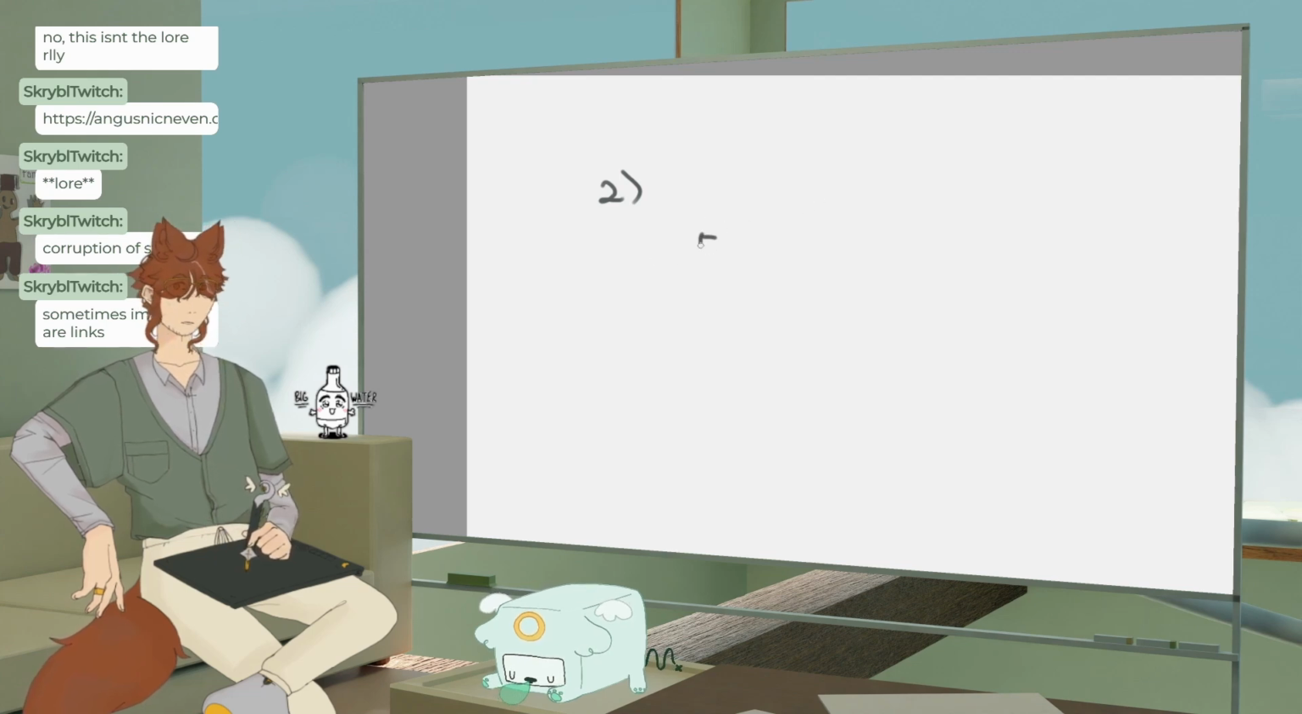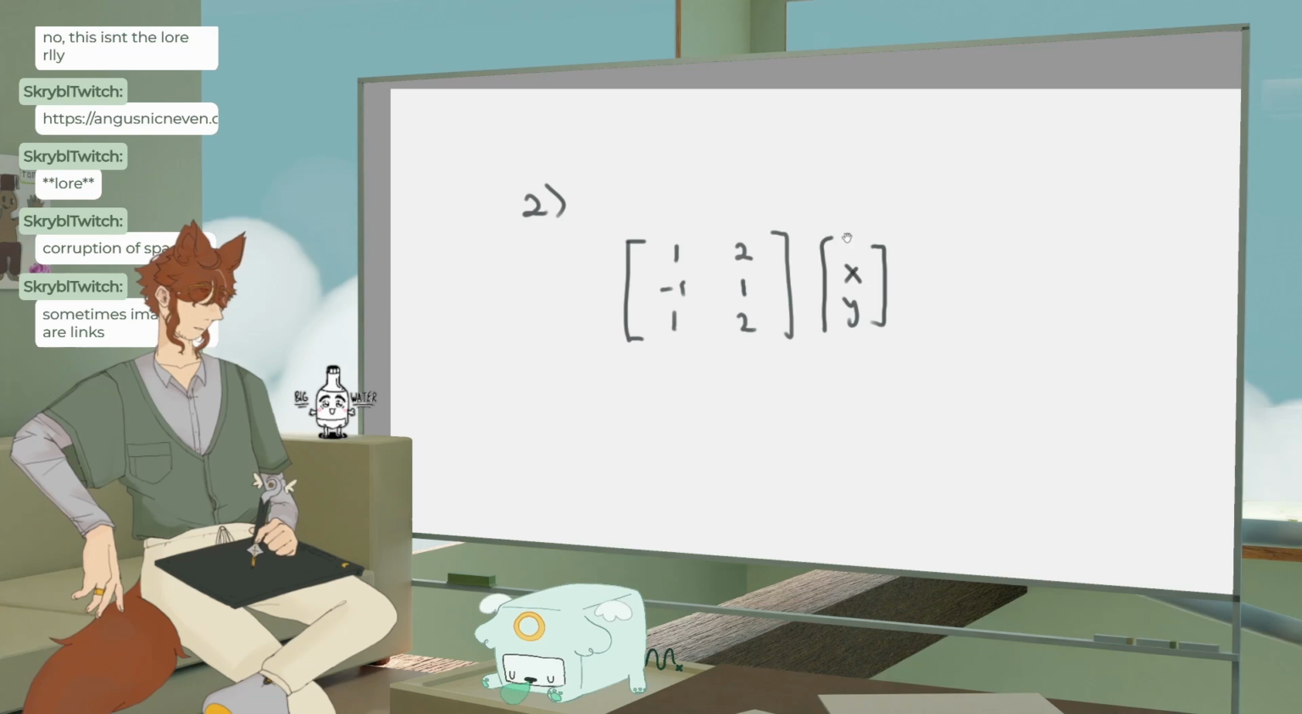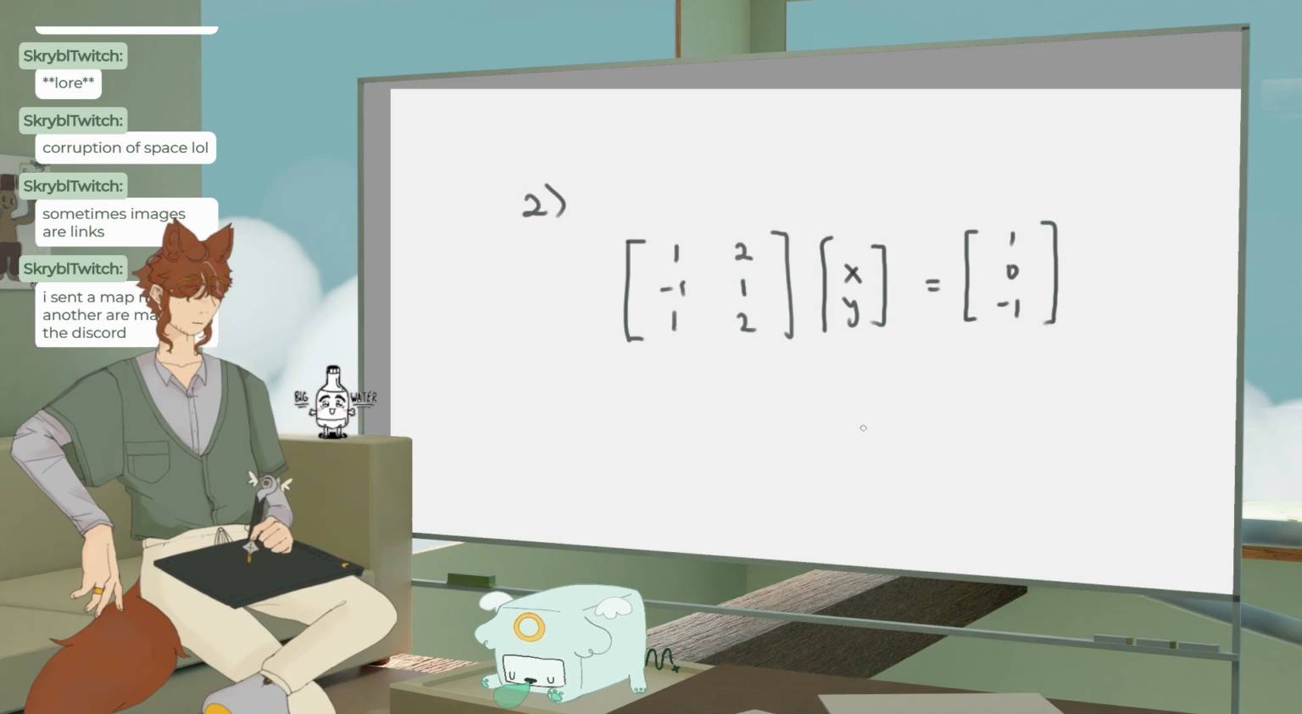Okay, so I'm just gonna write this matrix real quick. So I'm gonna augment it. Sorry. I'm gonna augment it real quick. 1, -1, 1. 2, 1, 2. Times x, y. Equals 1, 0, -1.